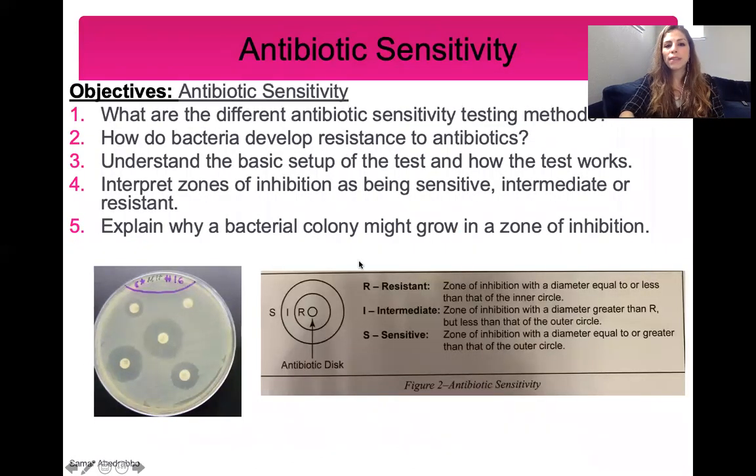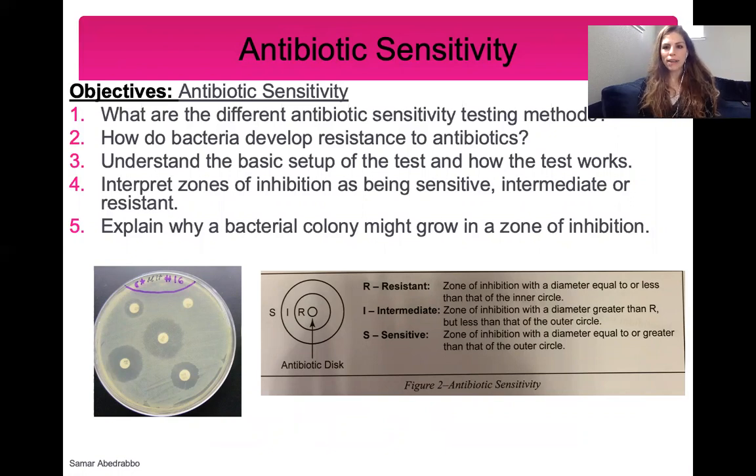So the goals of this lab is to determine what are the different antibiotic sensitivity testing methods, and we talked about broth dilution test, e-test, and Kirby-Bauer disc diffusion. And the only 2 that you can use to determine the minimum inhibitory concentration are the e-test and the broth dilution test. How do bacteria develop resistance to antibiotics? They can either acquire mutations or resistance plasmids.